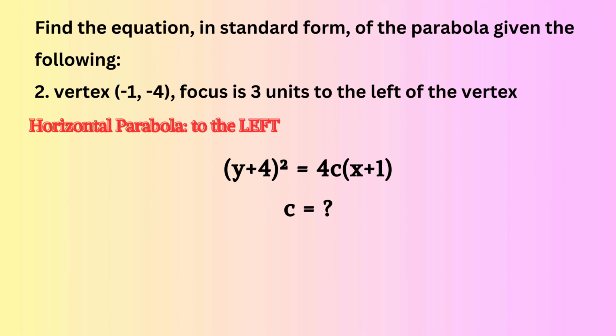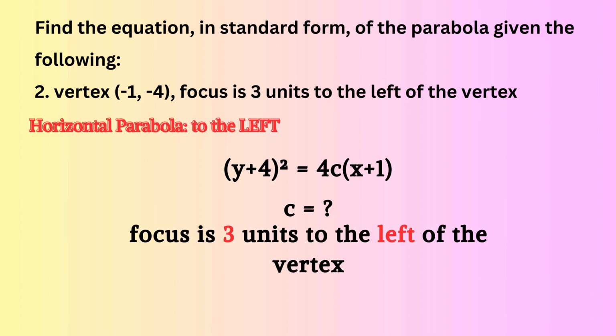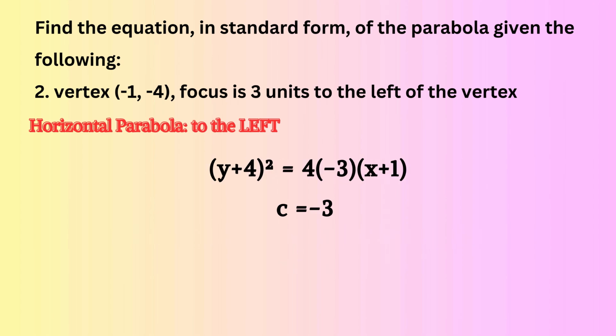Next is, we find the value of c. Since it's already given that the focus is 3 units to the left of the vertex, then we can say that c is equal to -3, because it is 3 units to the left of the vertex. Substituting c with -3, we have (y plus 4) squared equals 4 times -3 times (x plus 1), or (y plus 4) squared equals -12 times (x plus 1).